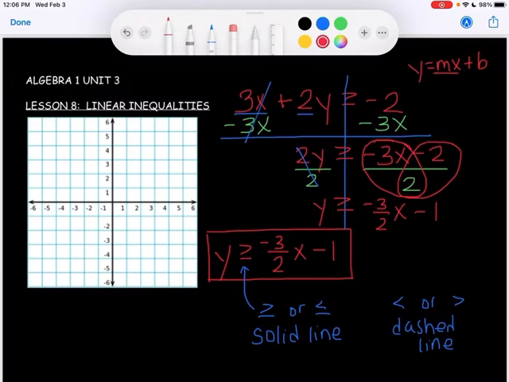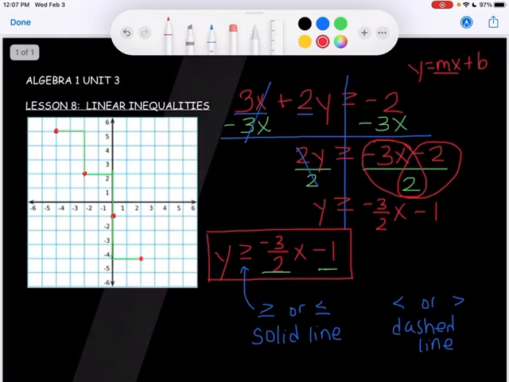So when I graph it, my y-intercept, since it's in slope-intercept form, is negative 1. So I'm going to plot that on here. There's negative 1. And my slope is negative 3 over 2. So that means I need to go down 3 and right 2 to get another point. I'm out of room going to the right, but I could go in reverse and go up 3 and left 2 to get another point. And I could do that again, up 3 and left 2.